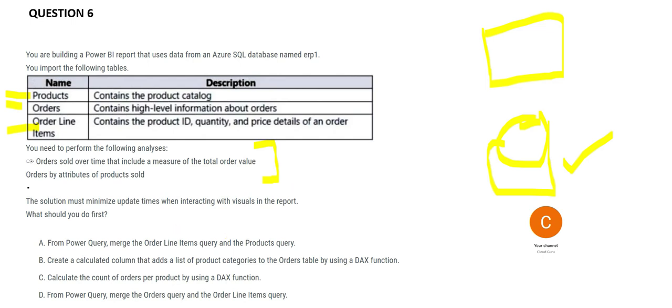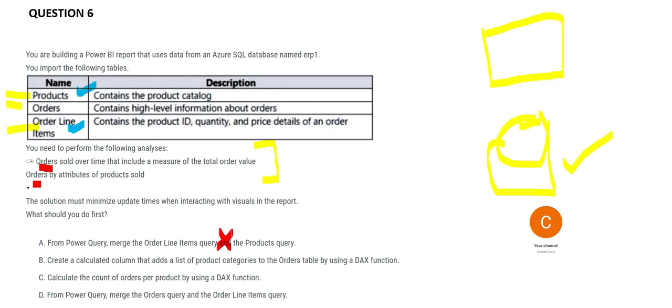Option A says to merge order line with products. Okay, boss, then how will you get the order details? You might say, hey, I don't need orders data. No, boss, you need orders data. You see here, I want orders sold over time, orders by attributes. So this will not work.